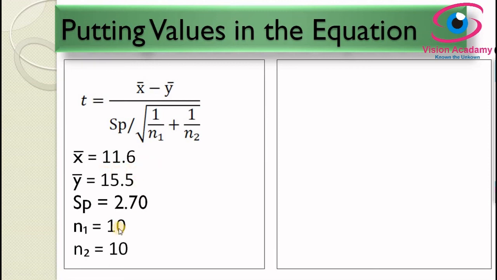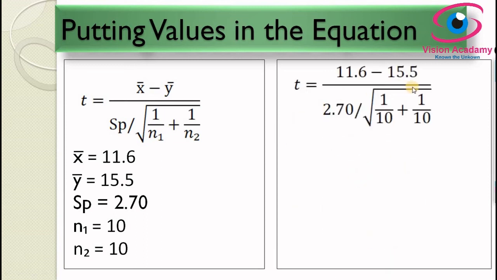I will replace these values in the formula. Here I will consider X bar as 11.6, Y bar as 15.5, SP as 2.70, and n1 and n2 as 10. So here on the right side we have replaced all the values. 11.6 minus 15.5, divided by 2.70, 1 by 10 in the root. So I will simplify this formula. So 11.6 minus 15.5 is minus 3.90.